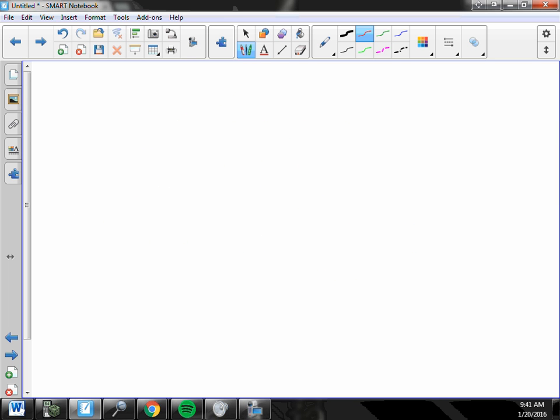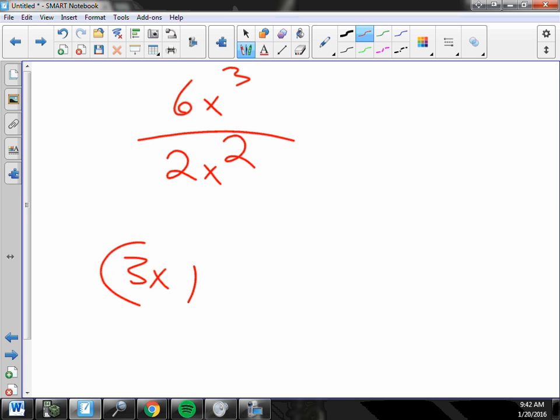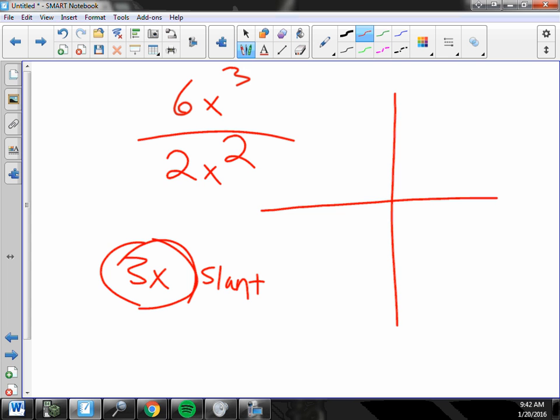Okay? But if we had 6x to the third over 2x squared, you divide those two and you get 3x. This is called a slant asymptote, where we graph 3x, and the graph is going to approach that slant. So it might look like this.